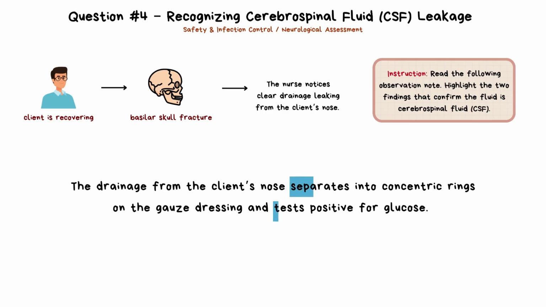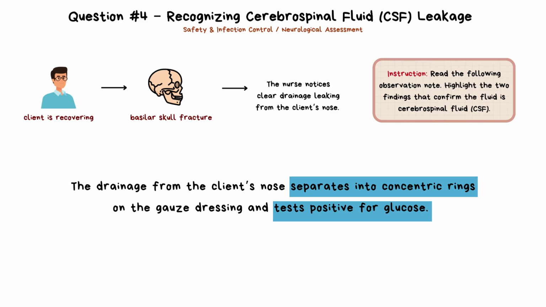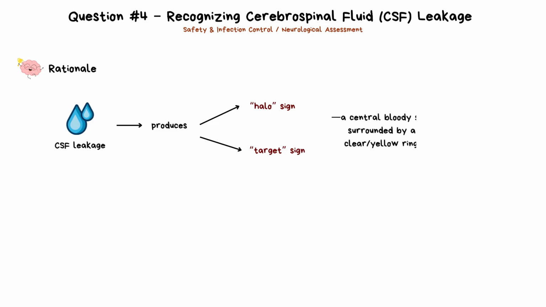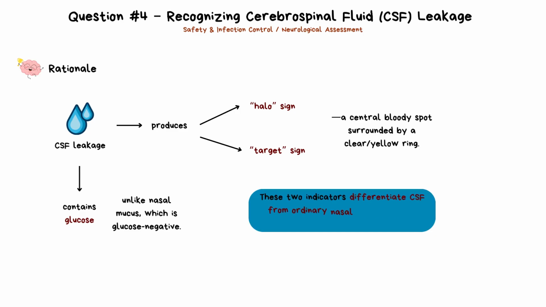If you highlighted separates into concentric rings and tests positive for glucose, you're absolutely correct. Here's why. When CSF leaks, it forms what's called a halo sign, a central bloody spot surrounded by a yellow clear ring. That's your first cue. And second, CSF contains glucose, while normal nasal mucus does not. Those 2 features together confirm a dural tear and CSF leakage.